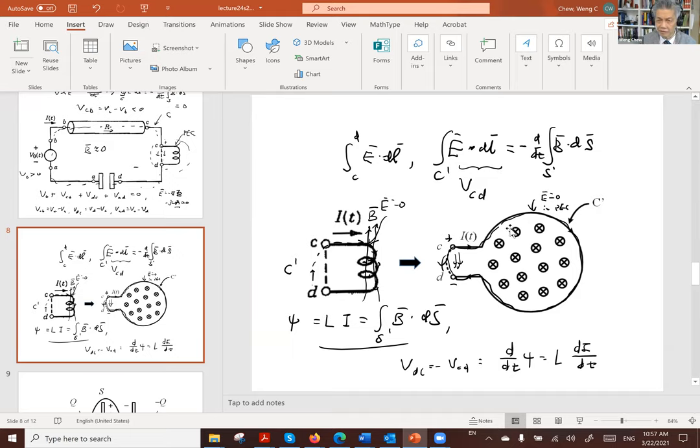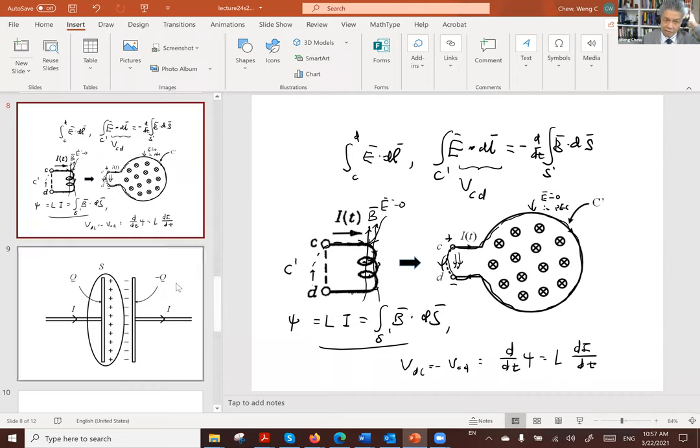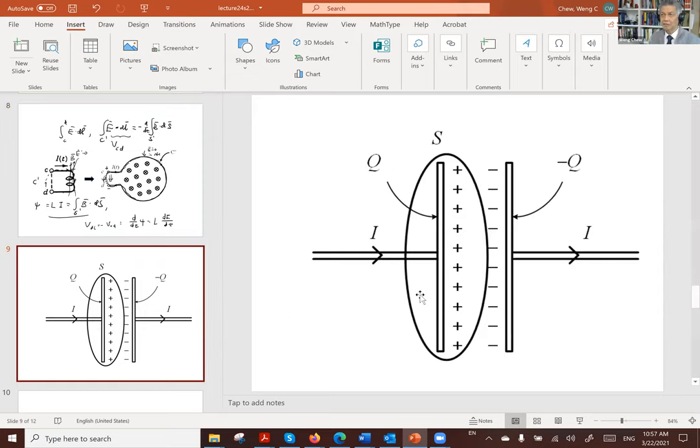The description given in Ramo is wrong. If you go and read Ramo, he actually gives the wrong accounting of this inductor effect. But believe me, what I have in my lecture notes is correct. So we have done one element.